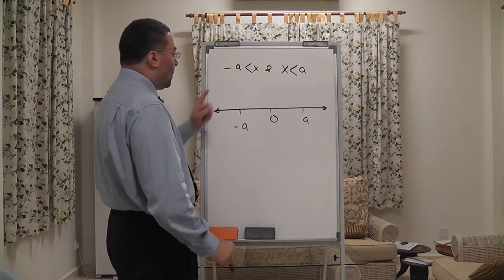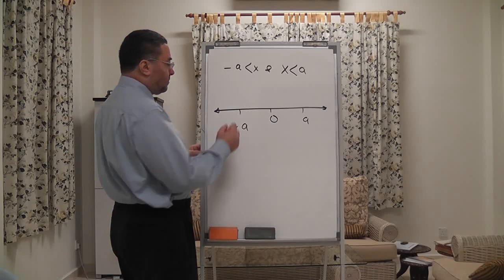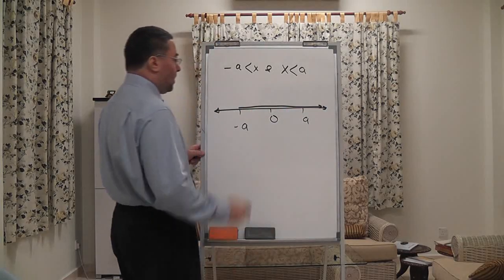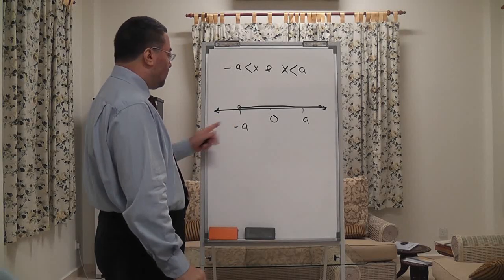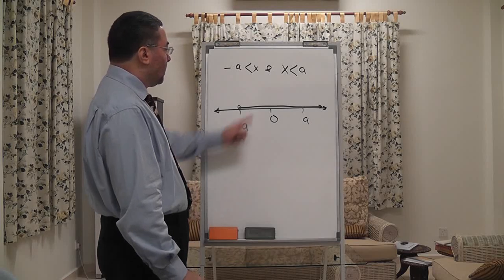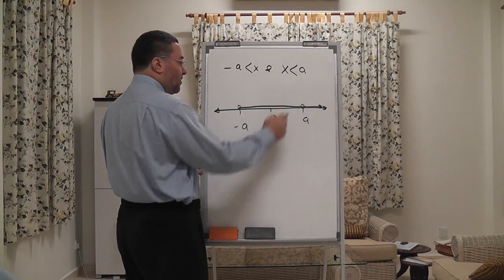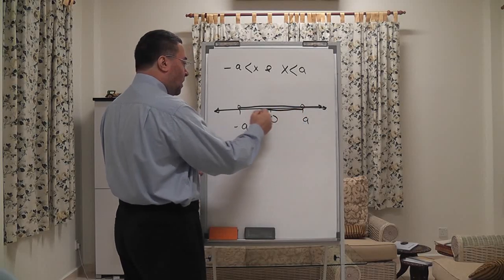In this case, x is more than minus a, and that will be this way, and minus a has an open circle. Here x is less than a, and a will have an open circle, and our graph will be this way.